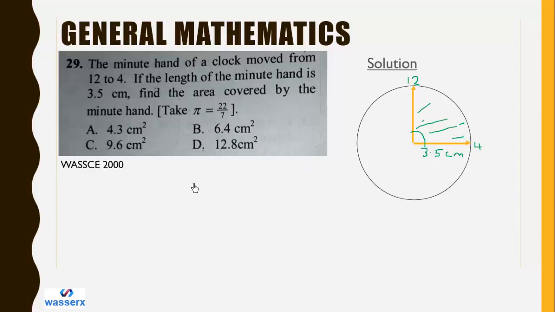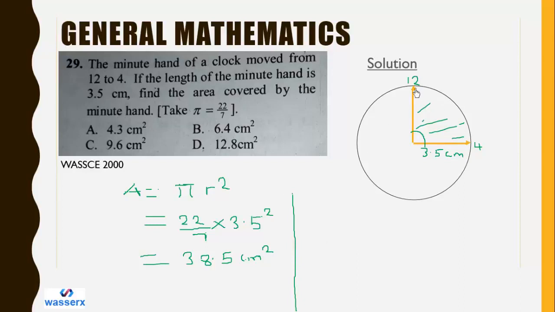But there is a shorter approach that we can use. That is, we find the area of the whole circle, then we use ratio to determine the area of this. Now the area of the full circle is given by pi r squared, and this is equal to 22/7 times 3.5 squared, and this is equal to 38.5 centimeters squared.